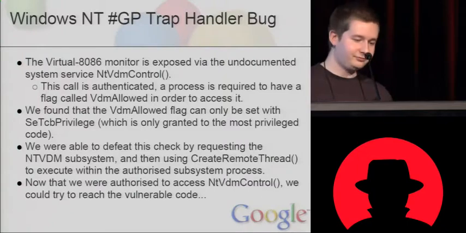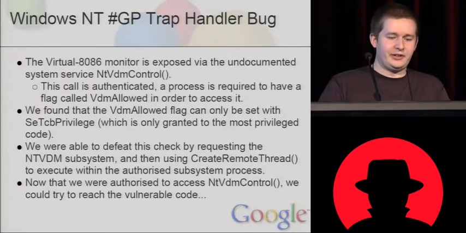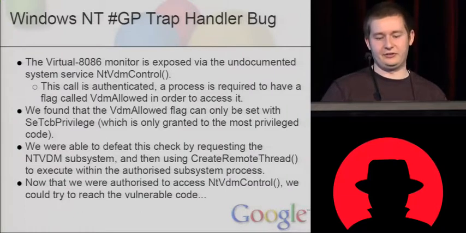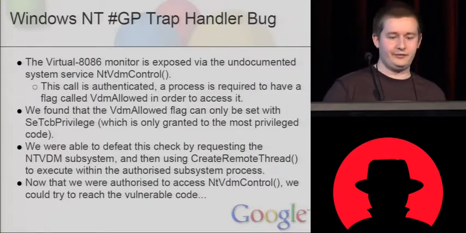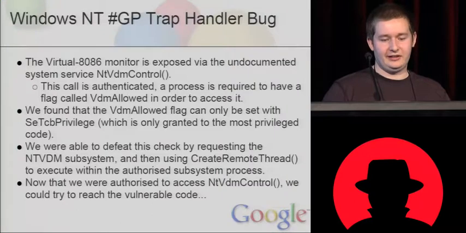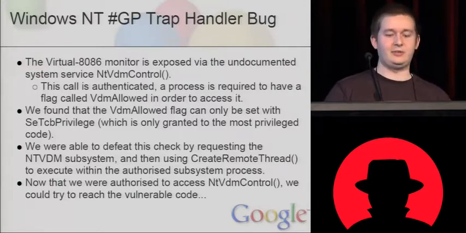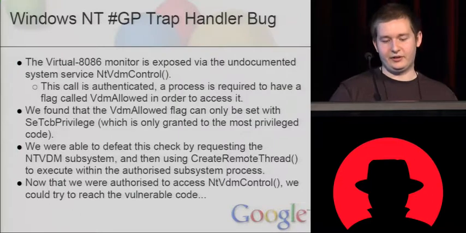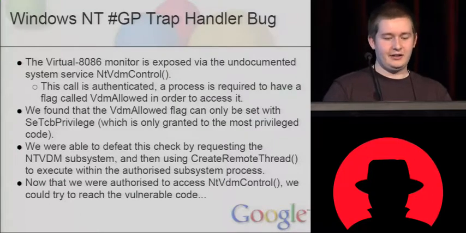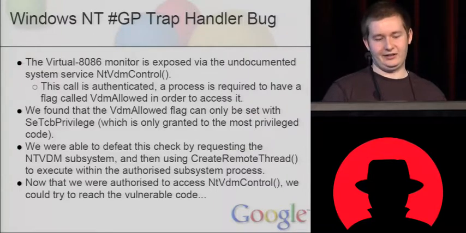So if you have SeTcbPrivilege, where TCB is the trusted code base, then you're already one of the most privileged processes on the system, and you don't really need to escalate privileges any further. So it's not immediately obvious that you can still access this system call. But you can defeat this really easily. All you have to do is invoke the real NTVDM subsystem, and then use the Win32 API CreateRemoteThread to execute within it. This way, your thread is executing within a process that already has this flag set in its EPROCESS structure.